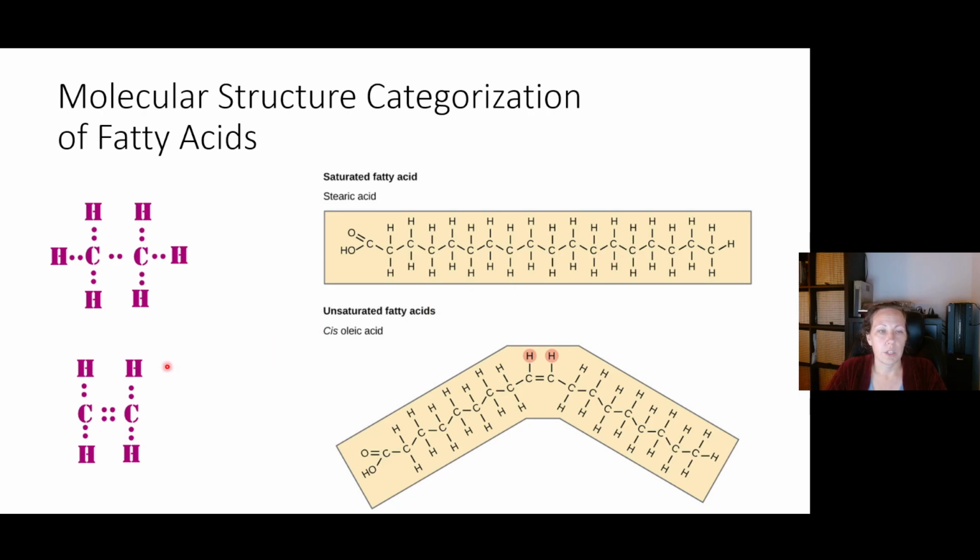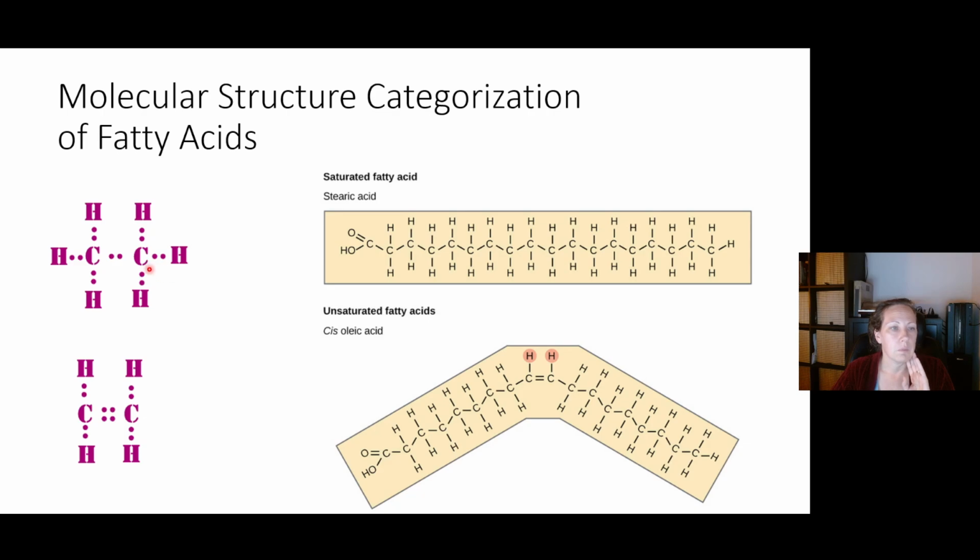So now we'll go through ways that you can categorize fatty acids. And the first one is based on their molecular structure. So let's look at this Lewis structure first here. When all of the valence electrons, so all of that outer ring of electrons of the carbon, are bonded with hydrogen. So carbon has 4 valence electrons, the ones that you see closest, 1, 2, 3, 4. When all of them are bonded with hydrogen or another carbon, then the molecule is said to be called saturated.